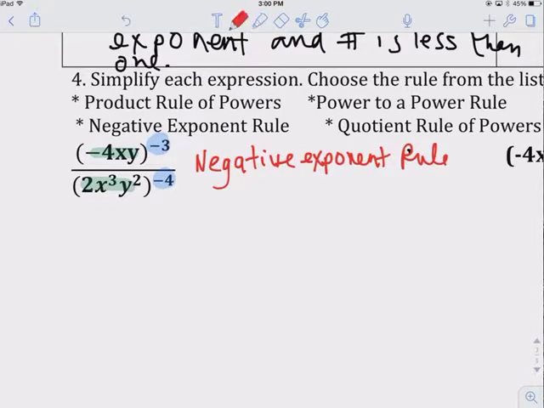Okay. Power to the power. The inside always stays the same. That never changes. That's why I got it wrong. The 4 is supposed to be 2x cubed y squared, and the negative 4xy stay the same. They don't change. The only thing that changes is the exponents. Oh, so you flip it? Yeah. In order for an exponent to change its sign, whatever's in the denominator needs to go to the numerator, and then change the sign. But I thought you had to times negative 3 with the sign. You do have to. Okay.